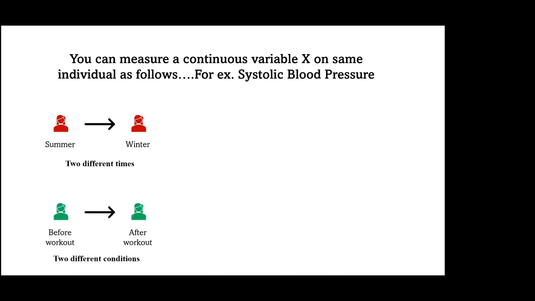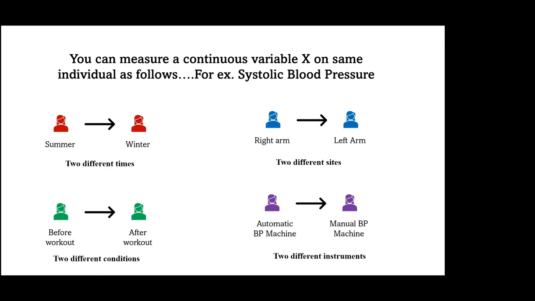the binomial proportion there. In this case, if you want to measure a continuous variable X on some individual, like maybe systolic blood pressure, you have measured this at 2 different times. I gave this example yesterday also, like summer and winter. Again, you can measure before workout and after workout, or you have measured the systolic blood pressure in the right arm and left arm. We did this yesterday also in the NEXTPG, but the only difference was that was a binomial proportion. Here it is the continuous variable. And again, measurement of BP by an automatic BP machine and by a manual BP machine.